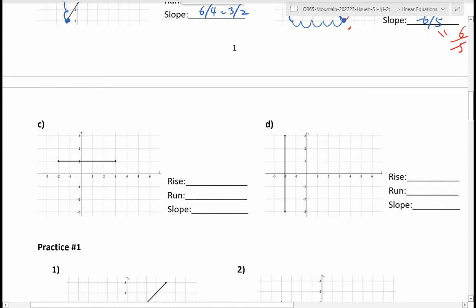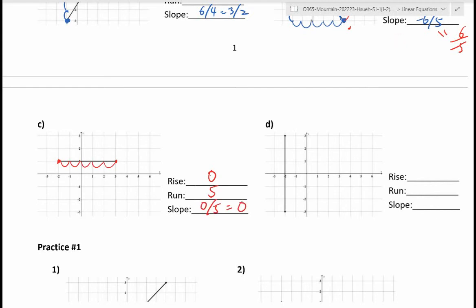Okay, so this one is kind of interesting. It's a flat line. Before you actually count, think about the steepness of a flat line. What do you think it is? Interesting. So keep that in mind. Now let's count. From this point to that point, what's the rise? Well, we're not going up or going down, so the rise is 0. What's the run? We're going 1, 2, 3, 4, 5 units to the right. So the slope is 0 out of 5, which means the slope is 0.